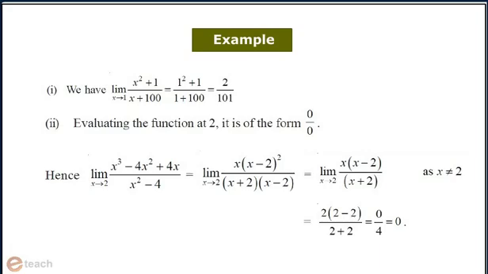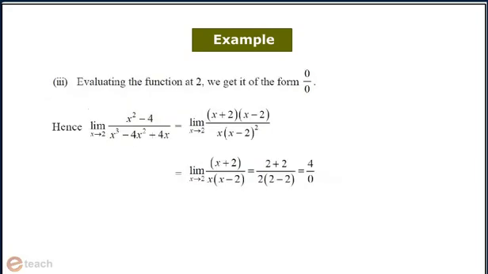Hence, limit x tending to 2, x cube minus 4x square plus 4x divided by x square minus 4 can be written as limit x tending to 2, x into x minus 2 whole square divided by x plus 2 into x minus 2. Cancelling out the common terms and then putting x equals to 2, we get the final answer as 0.